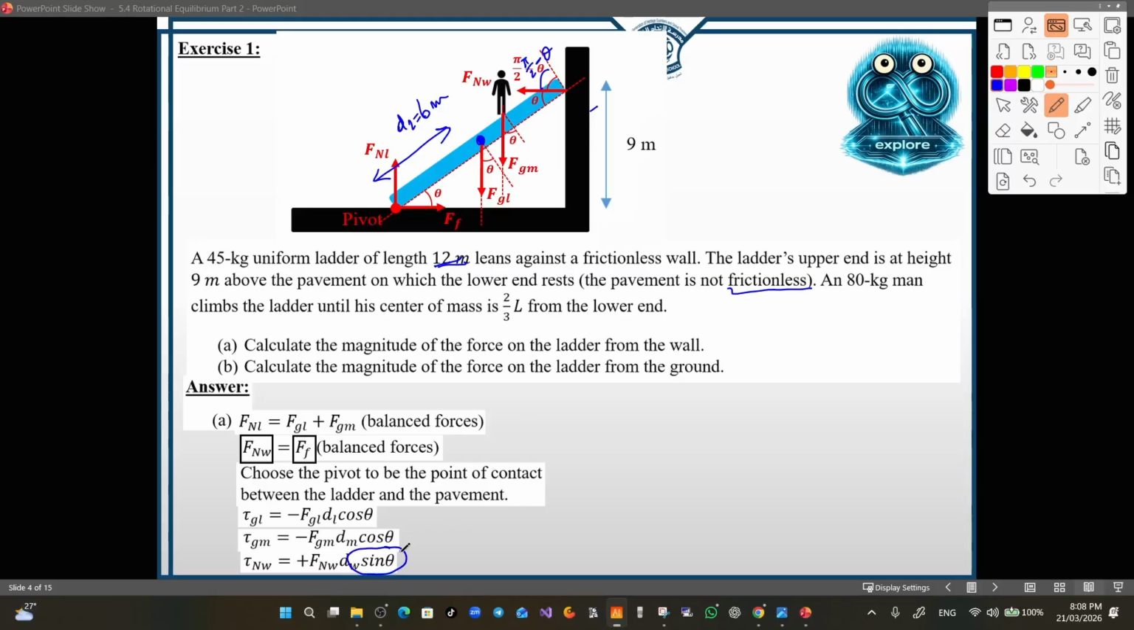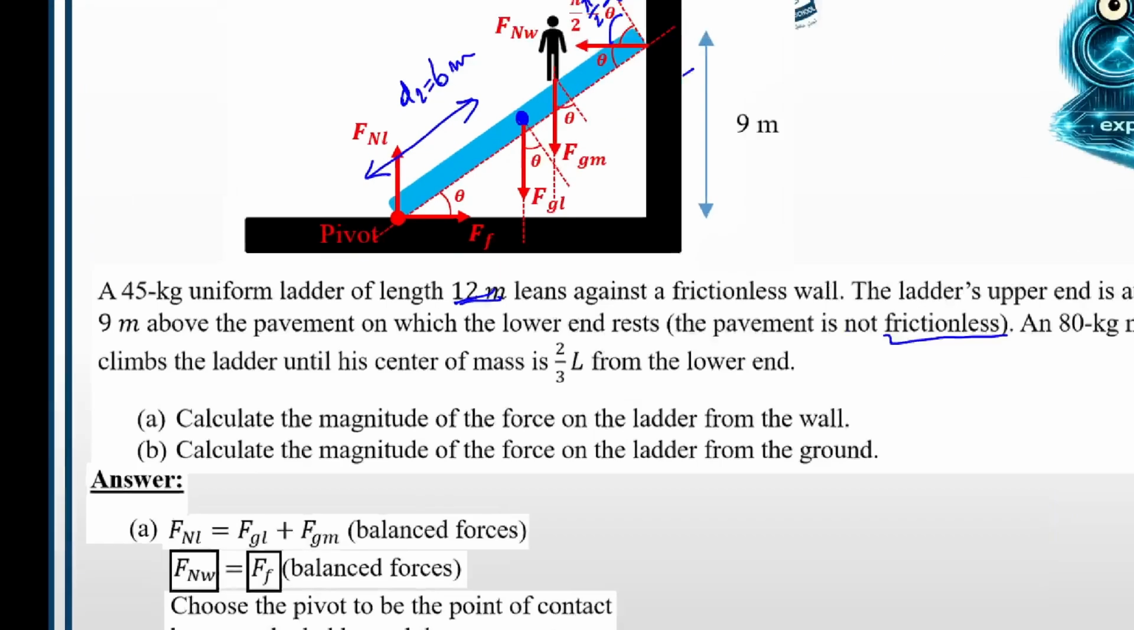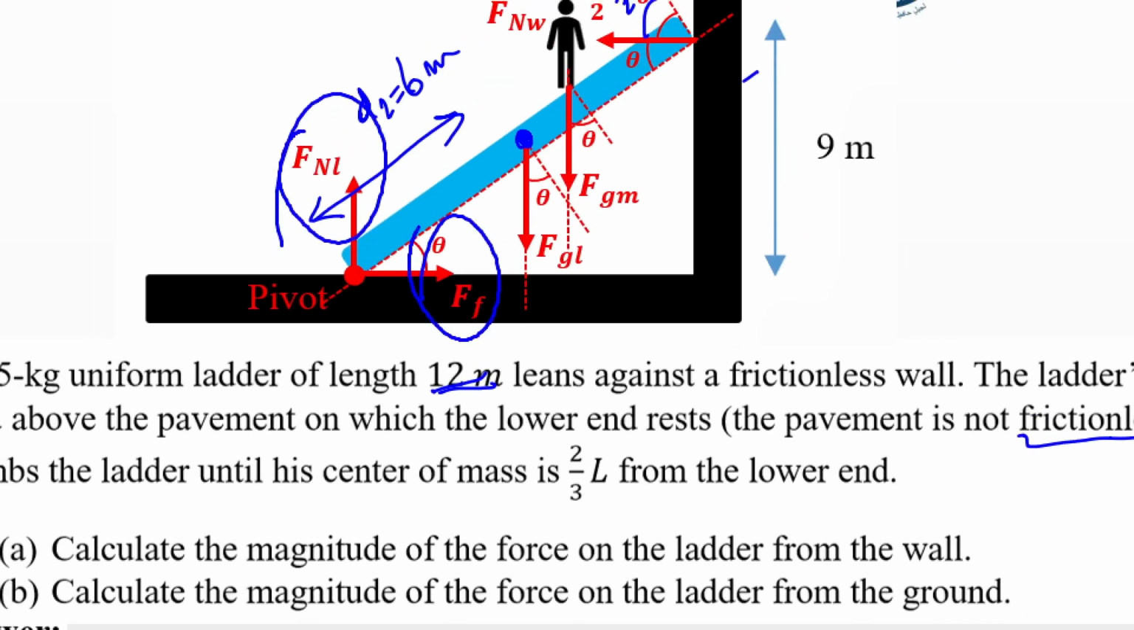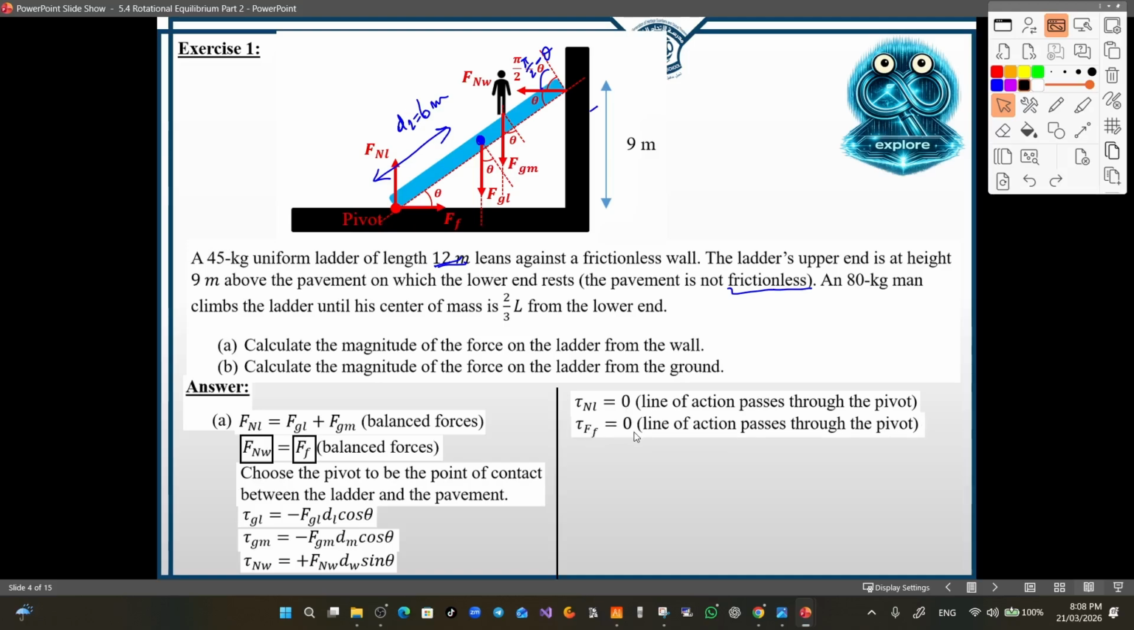And let me remind you that we should here use the cosine of the angle. But since the angle is pi/2 minus theta, and we know that this can be turned into sine theta, I have used sine theta in my expression instead of cosine of pi/2 minus theta. Now, what about the other torques due to the frictional force and FNL? Since the line of action of these two forces passes through the pivot point, the torque of FNL equals 0, and the torque of the friction equals 0.